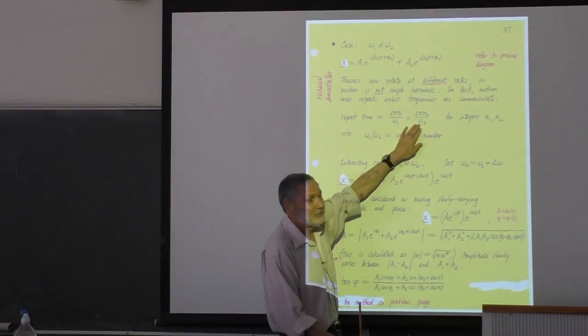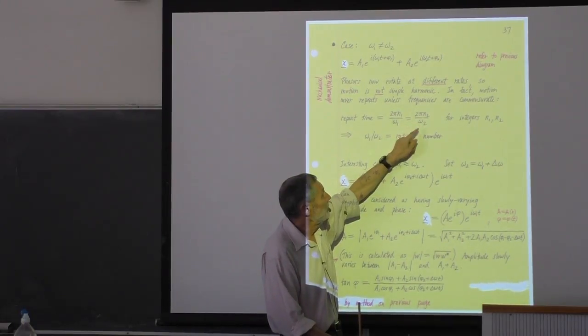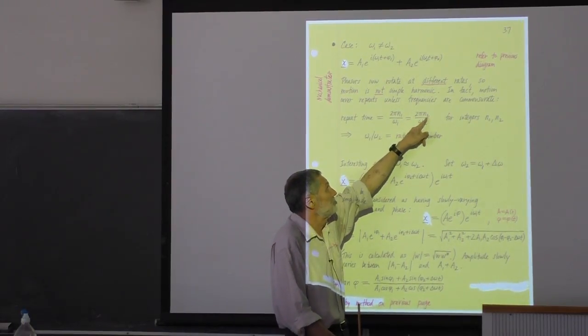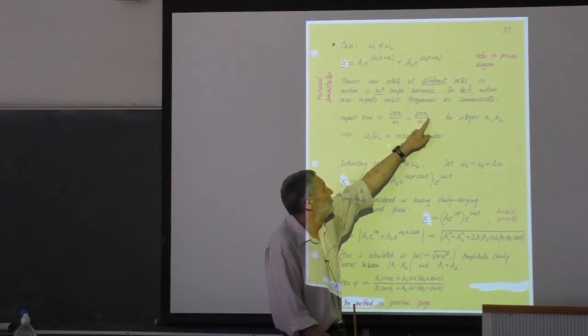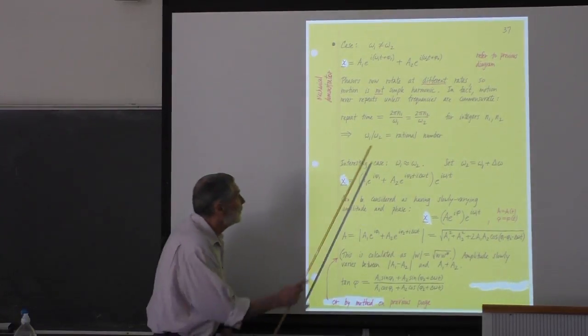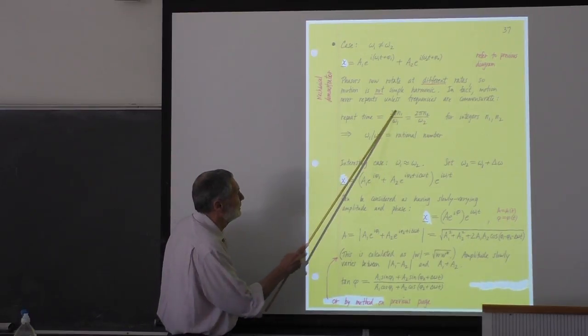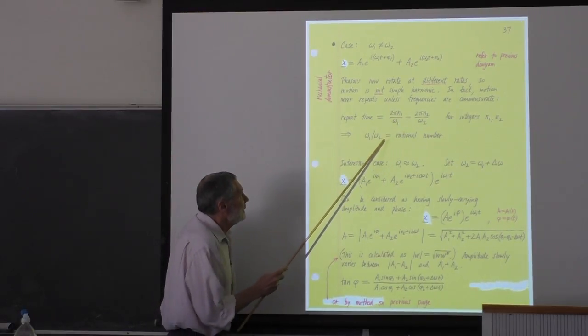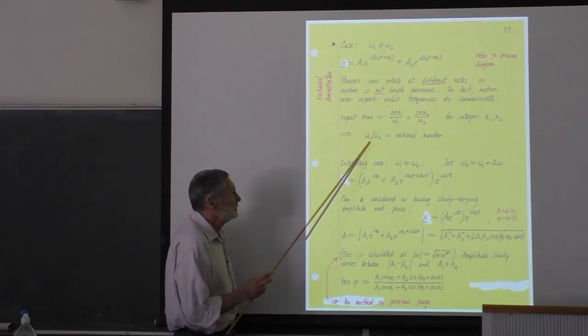Similarly, we can write it for the second vector. It's got a different frequency, and in general, this can be different. This is independent of that. It's got to go through an integral number of cycles. What do you conclude from this? Well, you can cancel the two pi's. You can look at the ratio of the frequencies, and what do you find?